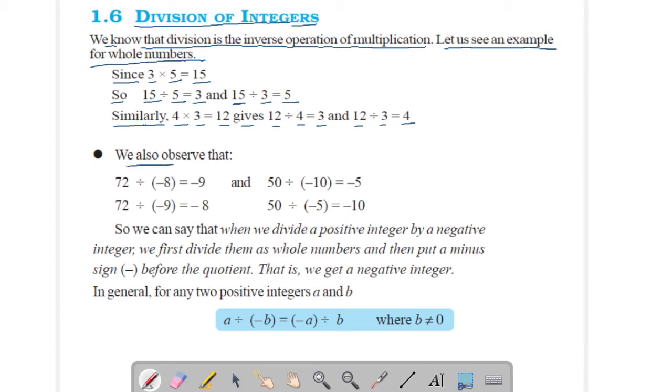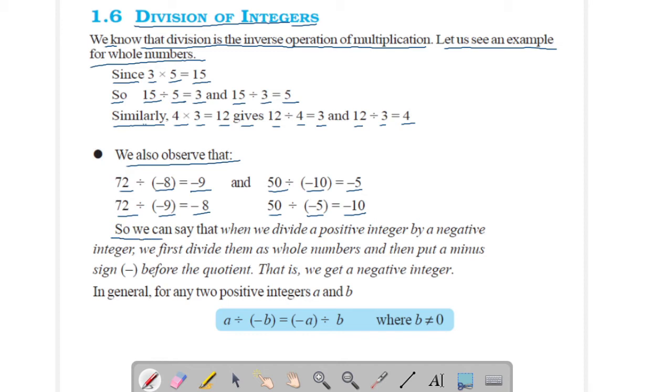We also observe that 72 divided by minus 8 equal to minus 9 and 50 divided by minus 10 equal to minus 5. For 72 divided by minus 9 equal to minus 8. 50 divided by minus 5 equal to minus 10.